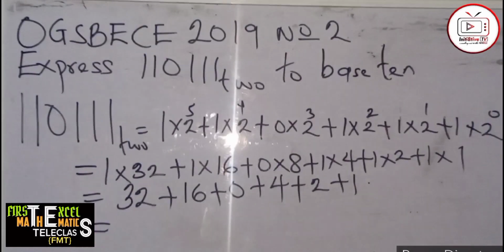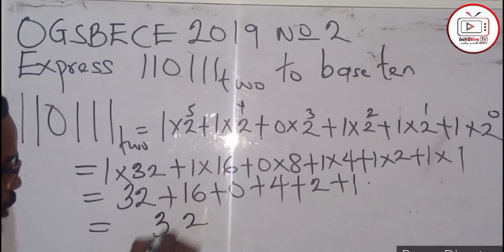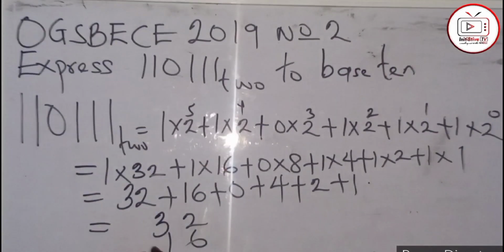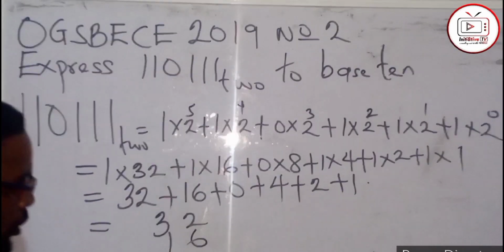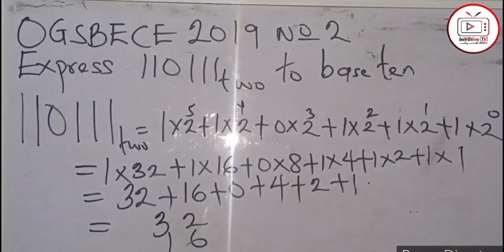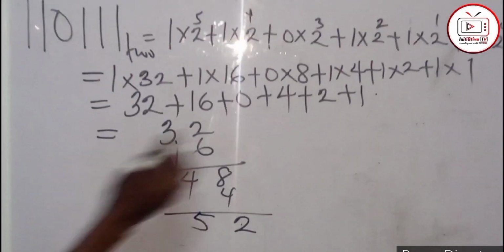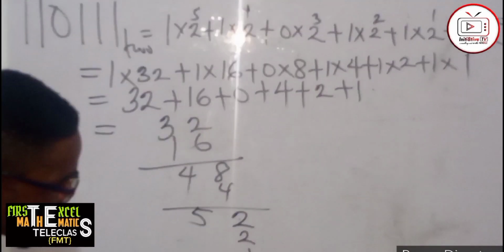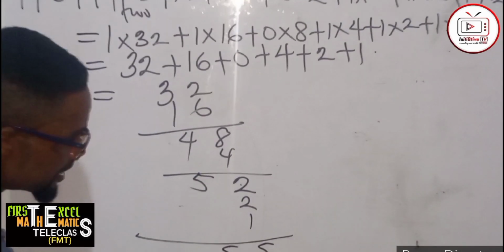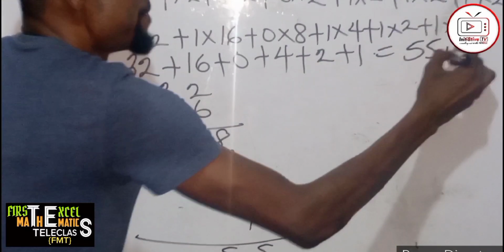Now, 32 plus 16. Let's do it so we can see on the screen. This is 32 plus 16. That gives me, this is 8 and this is 4, add 4 to it, that gives me 12. 2 carry 1. That is 52. Remember, we have 2 and 1. This gives me 5 and 5. Automatically, my final answer gives me 55 base 10.